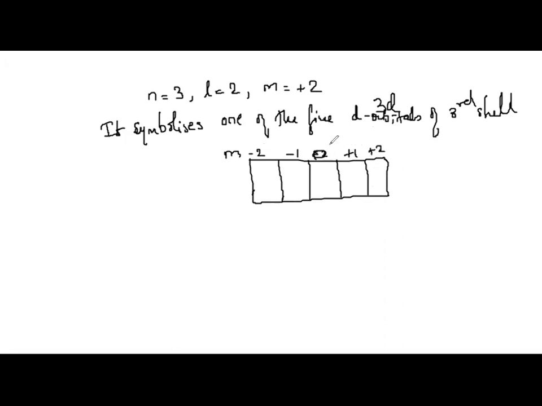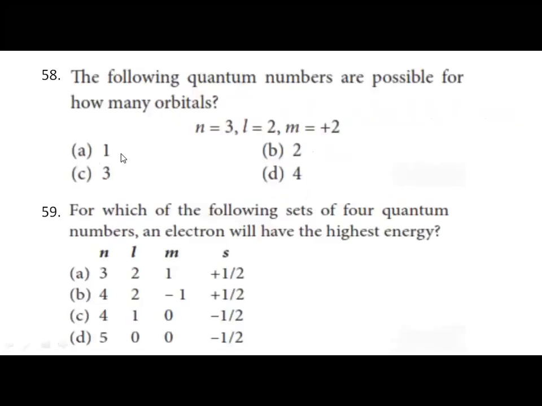So the question they have asked is: the following quantum numbers are not possible for how many orbitals? Here it is possible for 2 orbitals, it is possible for 3 orbitals, it is possible for 4 orbitals also, but it is not possible for 1 orbital, m is equal to plus 2. So it is not possible for 1 orbital. So the correct option is option A. Yes.